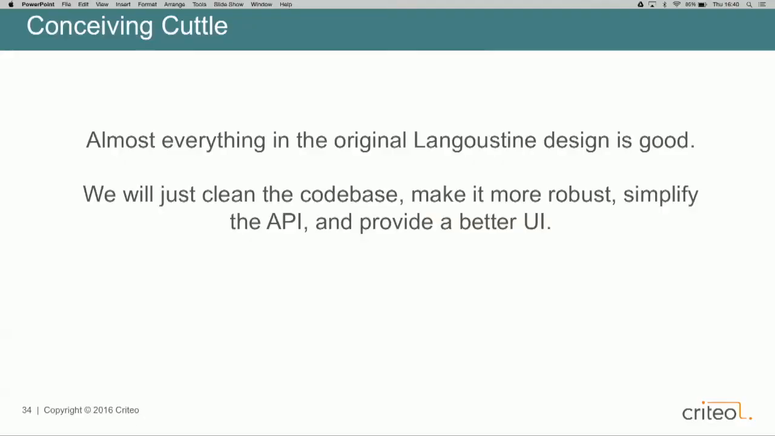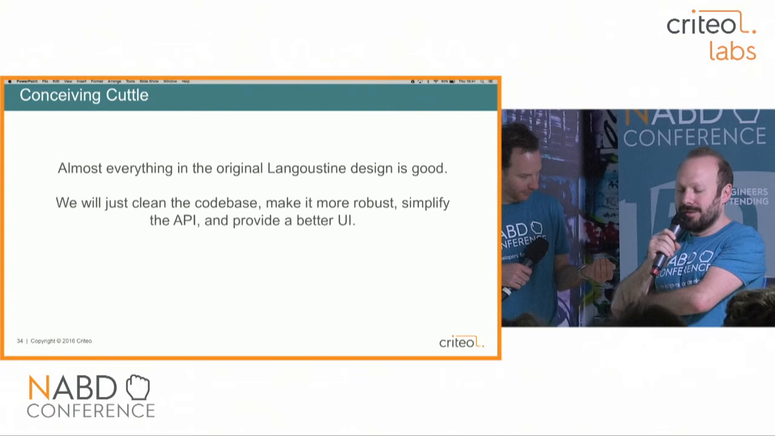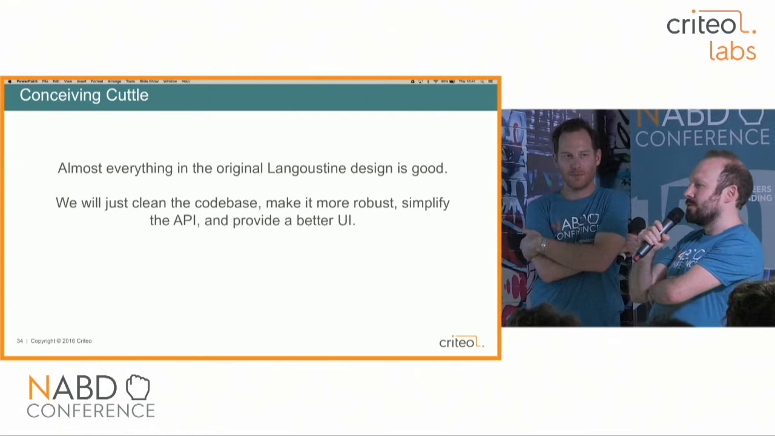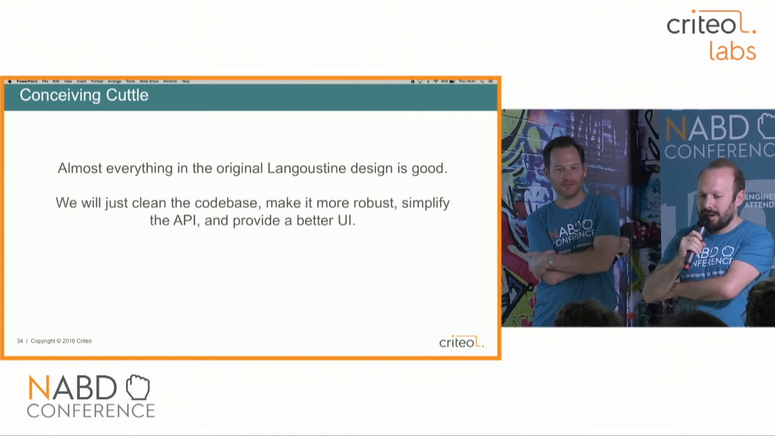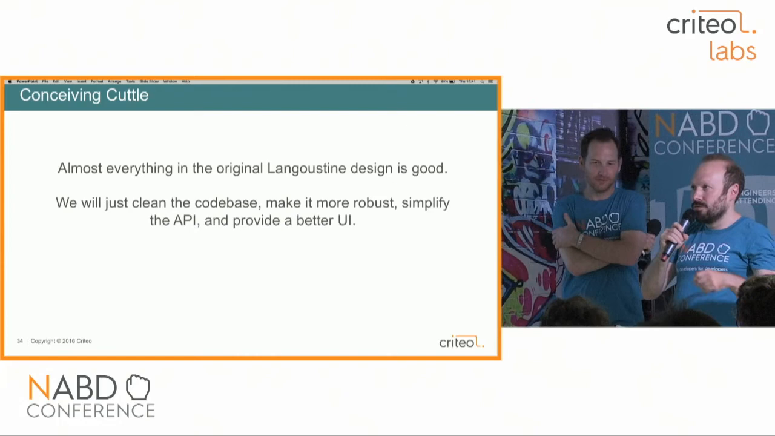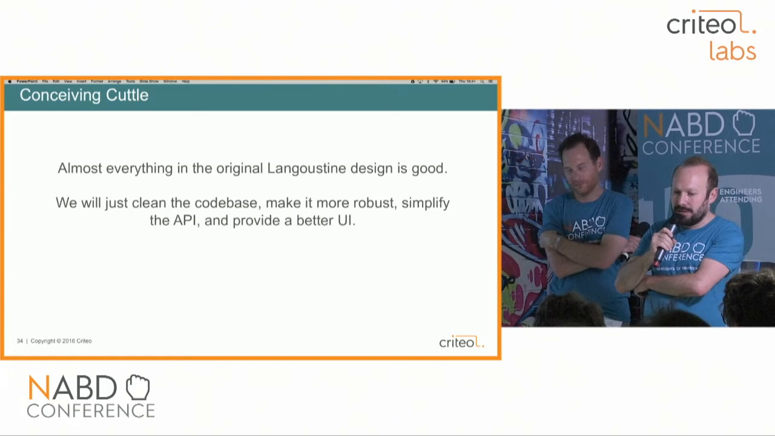And so at first we had a look at Langoustine and we said, oh, okay, Langoustine is almost perfect, and we will not create another scheduler, we'll just create Langoustine plus plus. So the original name for the project was Langoustine plus plus. And after the kickoff document and the design discussion, we decided to go with something a bit different. And that's why we chose a new name, that is Cuddle. But the basic goal was to clarify some points in the model, to simplify the Scala API, to provide a better UI, and to solve these operational pain points.